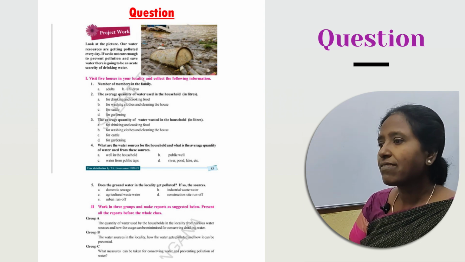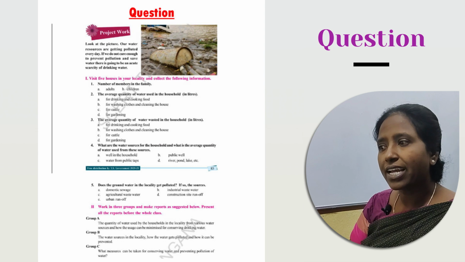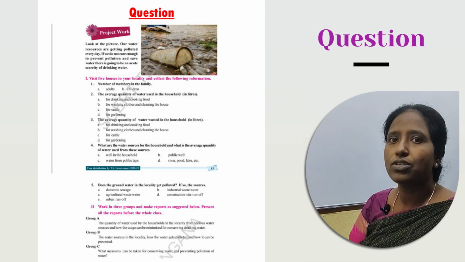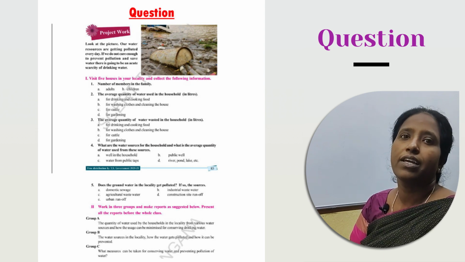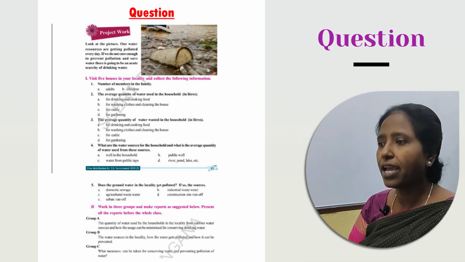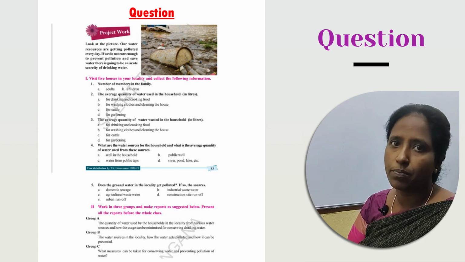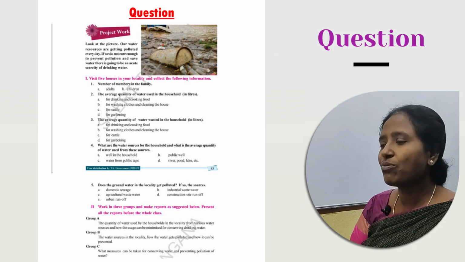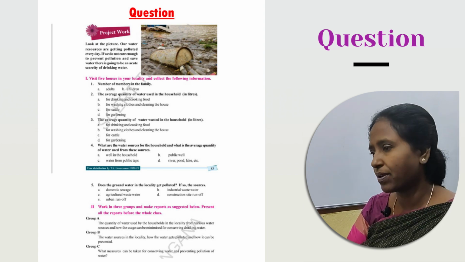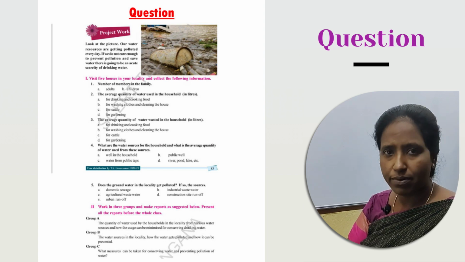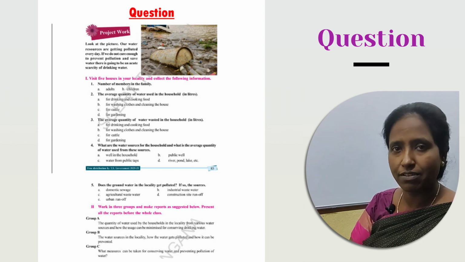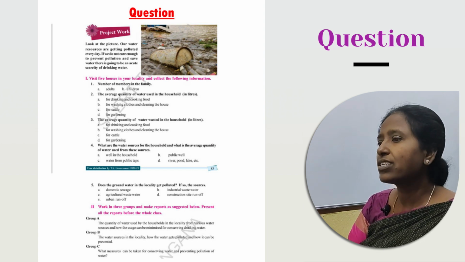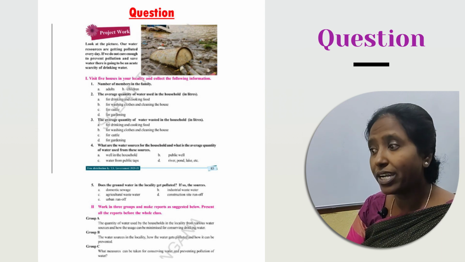Now the task is to visit 5 houses in your locality and collect the following information. What you should do is write these questions on 5 different papers, and take these papers and ask the questions to each family. So firstly you will write these questions on 5 different papers. The first question is the total number of members in the family, then how many adults, how many children.